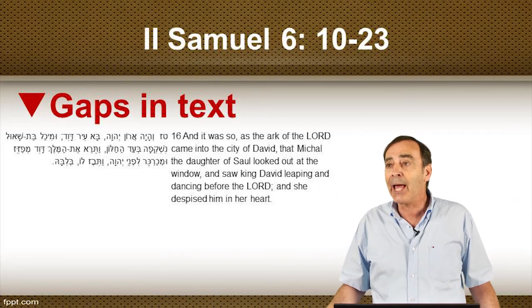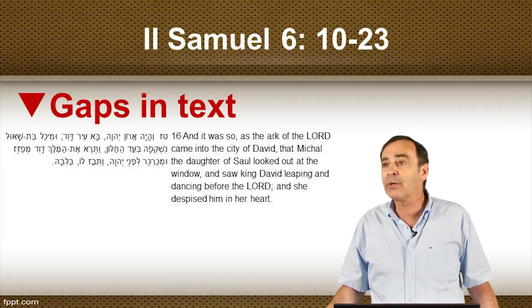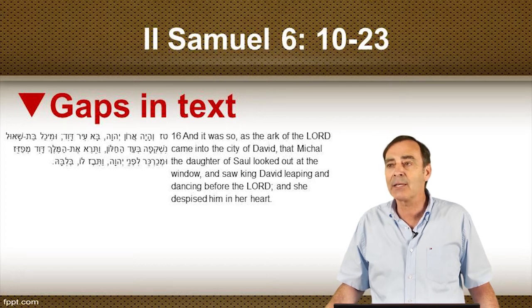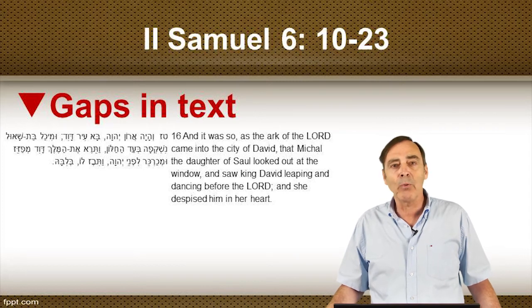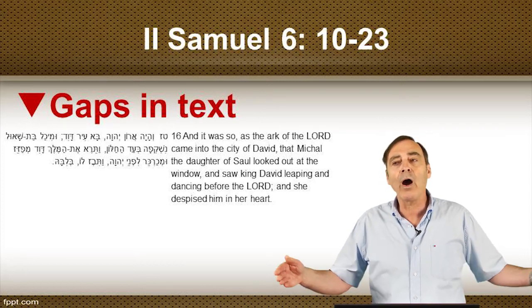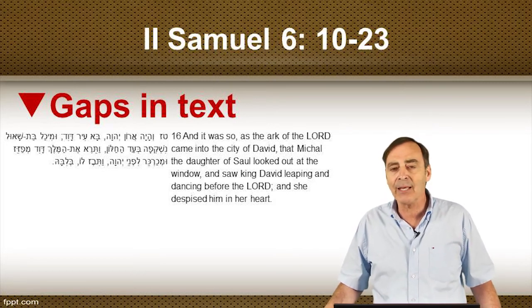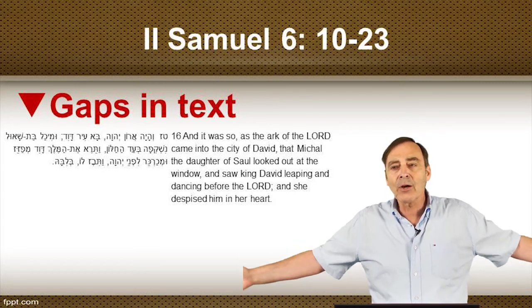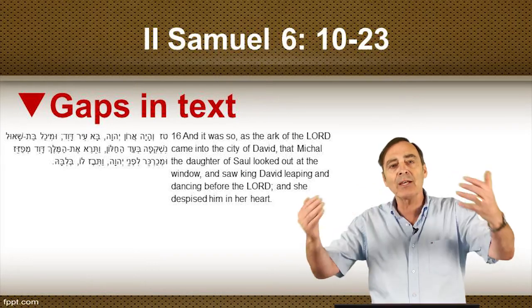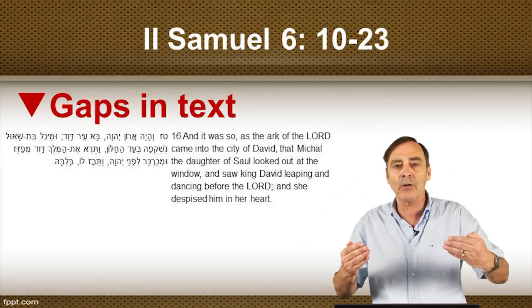So here we go. "And it was so, as the ark of the Lord came into the city of David, that Michal, the daughter of Saul, looked out at the window and saw King David leaping and dancing before the Lord, and she despised him in her heart." She despised him in her heart, but we don't know why. She sees him leaping and dancing, but what goes on here? What causes her to despise him in her heart?